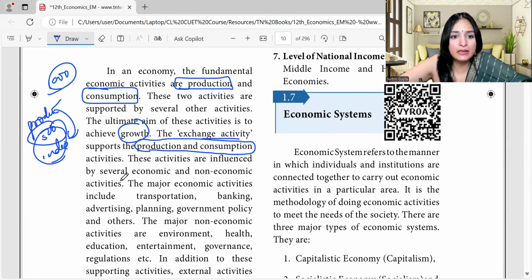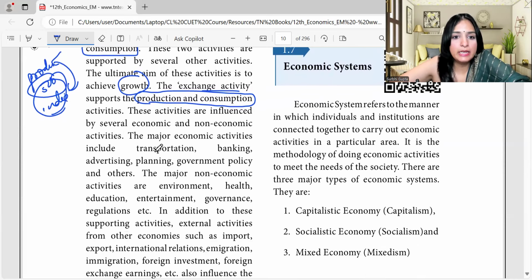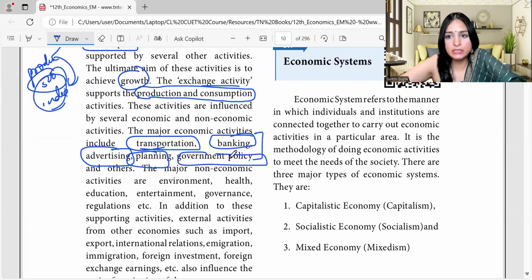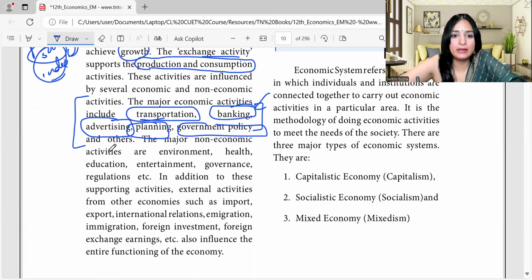So these activities are influenced by several economic and non-economic activities. The major economic activities you can see include transportation, banking, advertising, planning, government policy, and others. So these are the critical activities. If you're producing something and consuming something, you have income, you put it in the bank, you have to transport the items, you have to advertise about them, you have to plan how to produce, how to consume. Government policies are there to intervene in times of crisis. So these are the supporting activities.